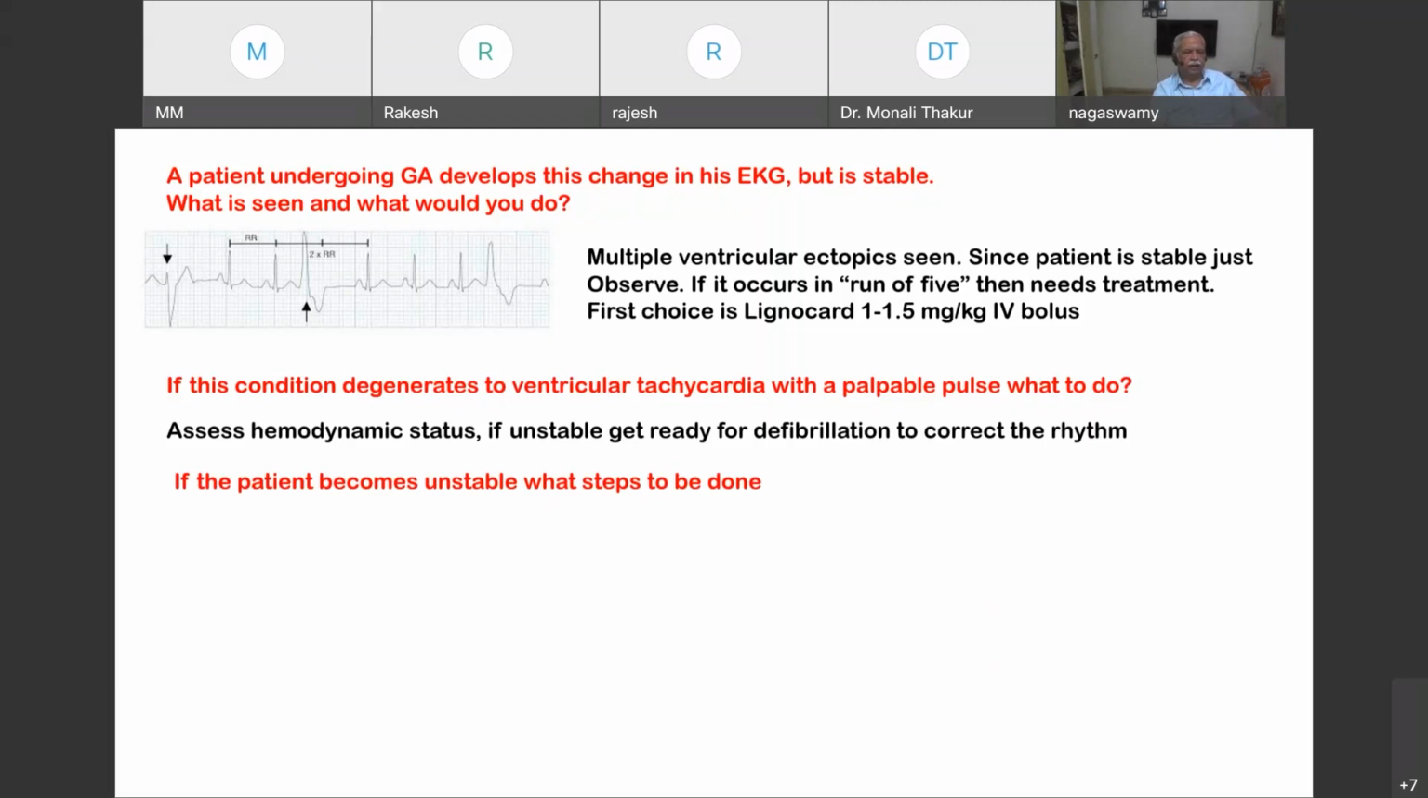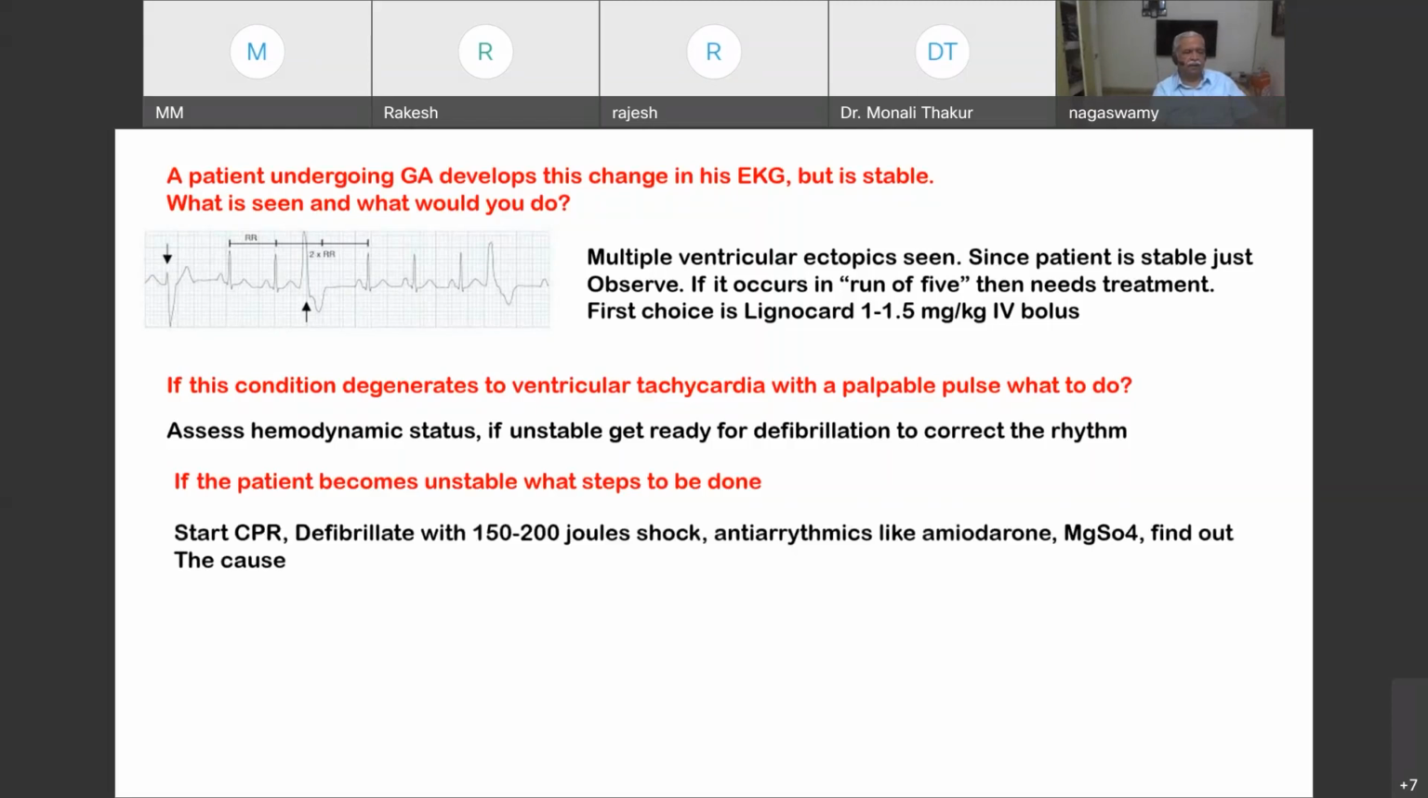That means tachycardia has become ventricular fibrillation, isn't it? When the pulse is not felt, tachycardia becomes fibrillation. So what is the treatment of ventricular fibrillation? Defibrillation. Before that? CPR, sir. Start CPR, then defibrillate with 120 to 200 joule shock. Antiarrhythmic agents like amiodarone, magnesium sulfate. Find out what is the cause and what to do if there is evidence of acute myocardial infarction.